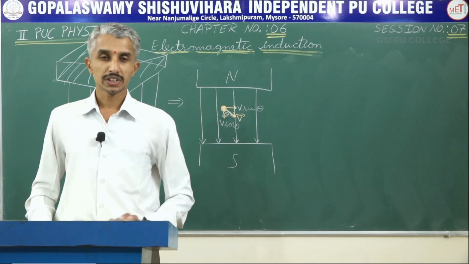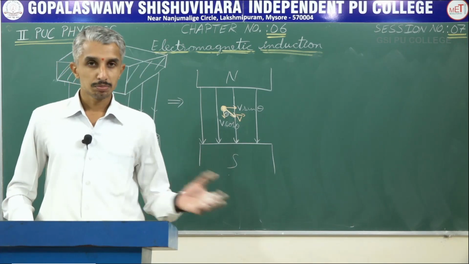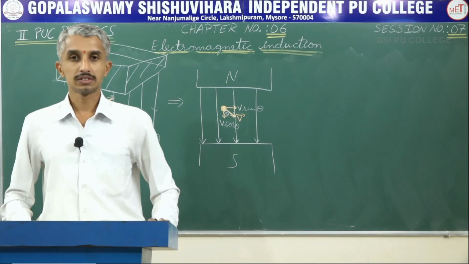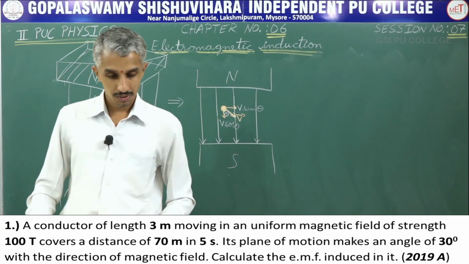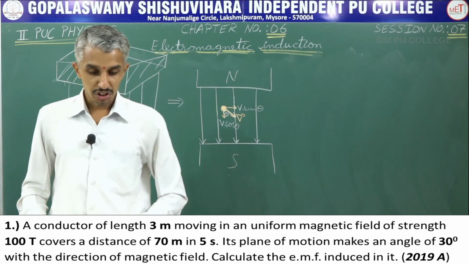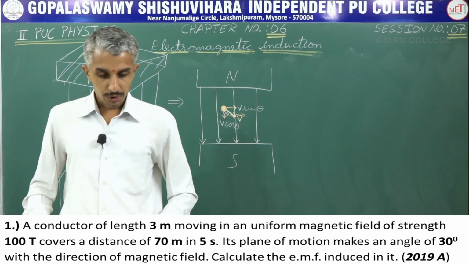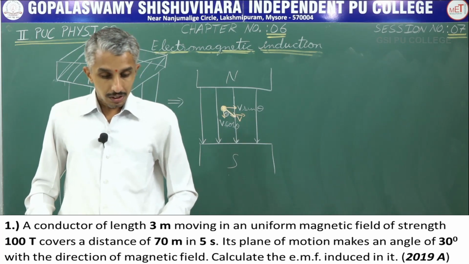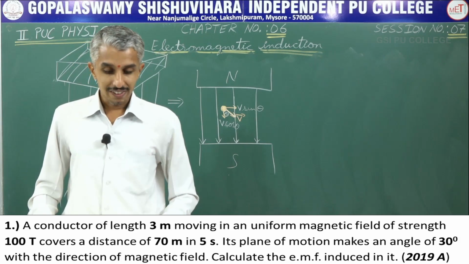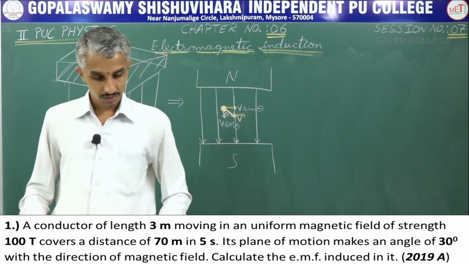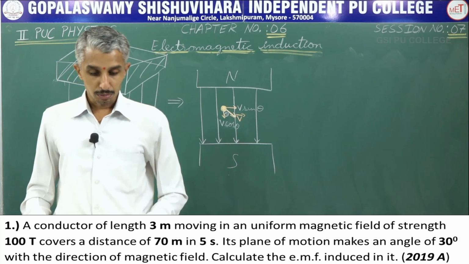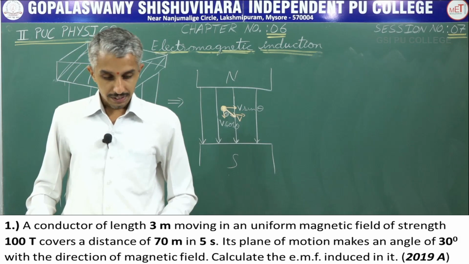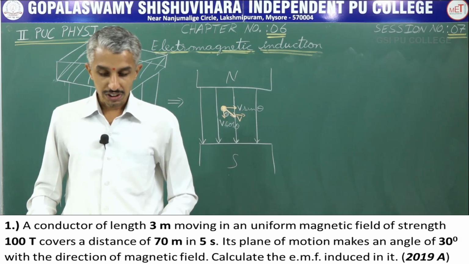Let me proceed to the next numerical. All the numericals which have been done previously were related to 2 marks. Now what we are going to do are the numericals related to 5 marks. Here is the first one. A conductor of length 3 meter moving in a uniform magnetic field of strength 100 Tesla covers a distance of 70 meter in 5 seconds. The plane of motion makes an angle of 30 degree with the direction of magnetic field. Calculate the EMF induced in it.